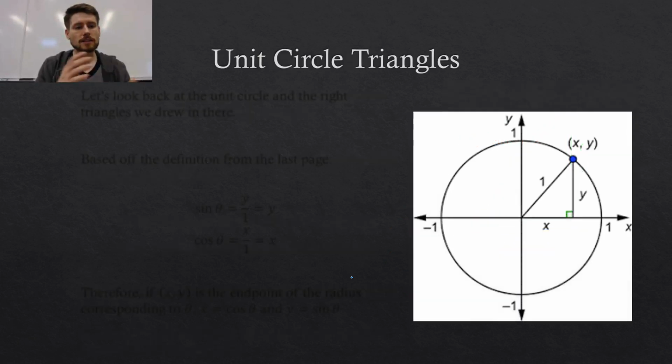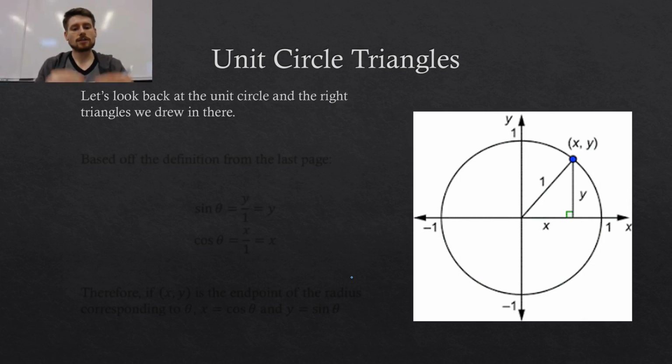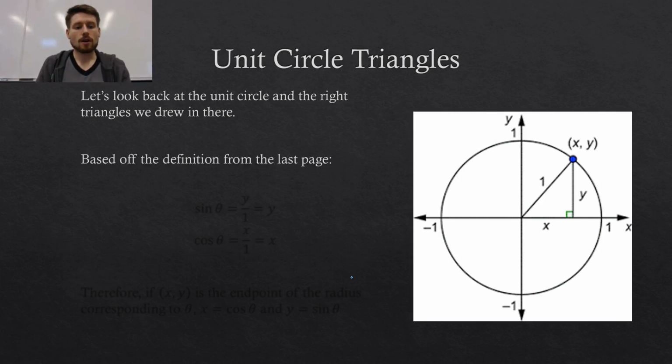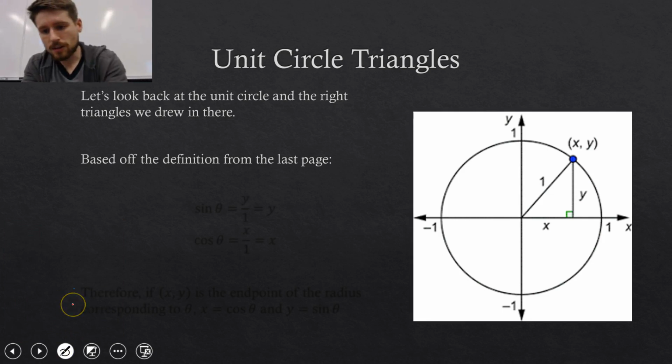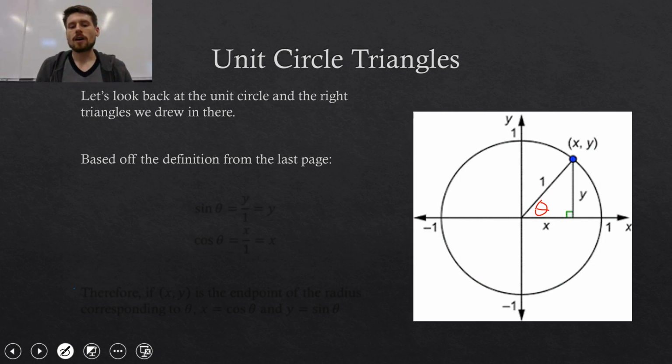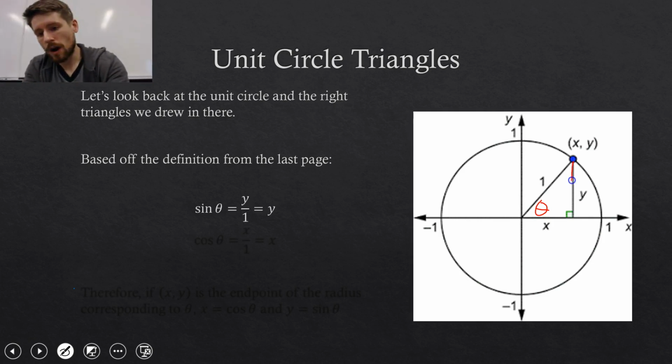So how do these fit into the unit circle? Well, we've already looked at right triangles. So let's take a closer look at these right triangles in our unit circle and apply the definition of sine and cosine as opposite over hypotenuse and adjacent over hypotenuse. From our last page, I'm going to draw our angle theta in here. So here's our angle theta.